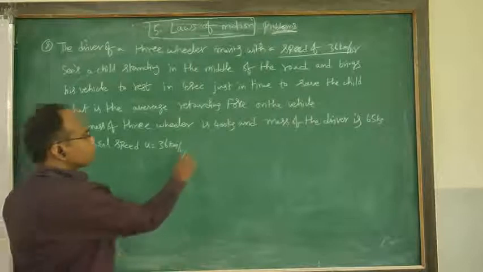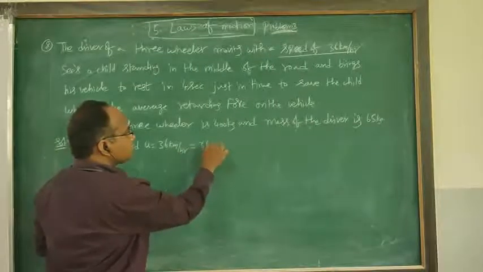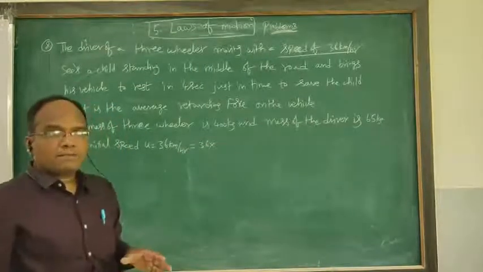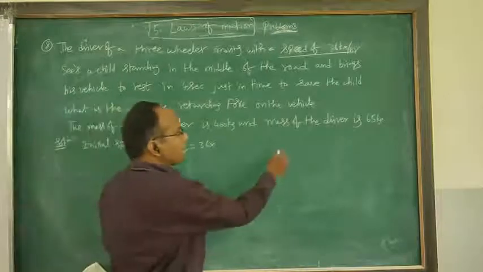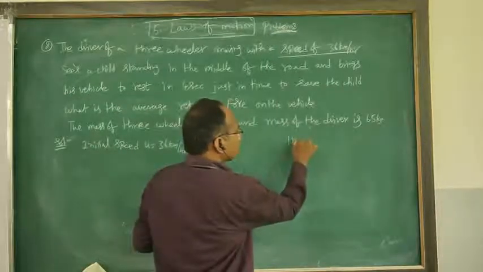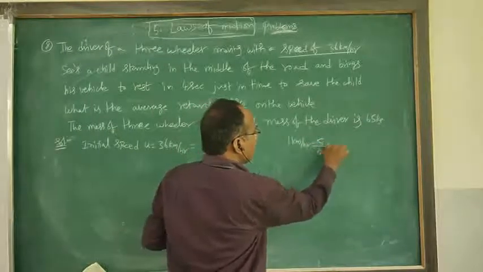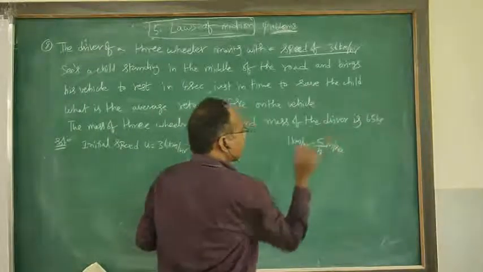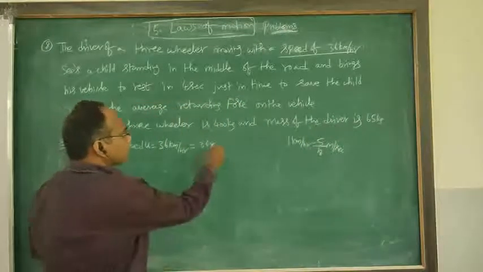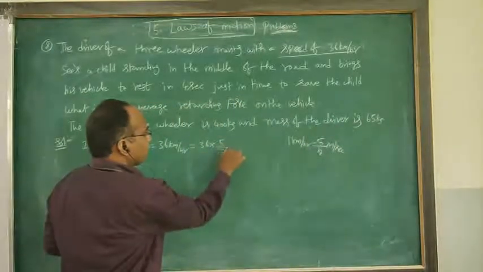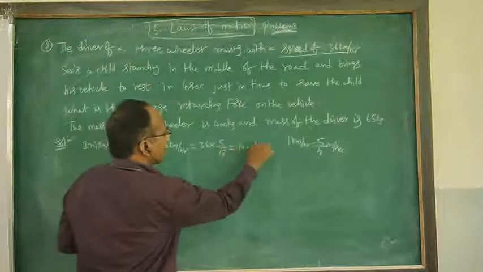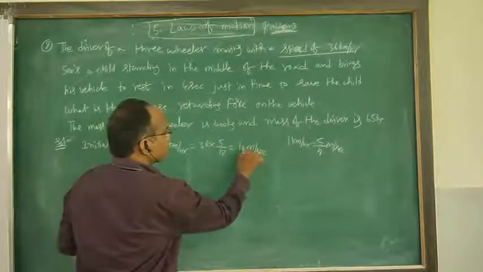So what is the meaning of this one? 36 kilometer per hour. 1 kilometer per hour is equal to 5 by 18 meter per second. So what is the value? 36 into 5 by 18. So the meaning is 10 meter per second.